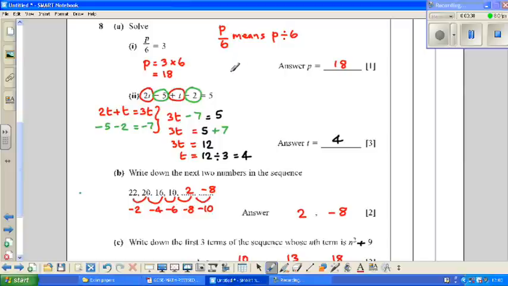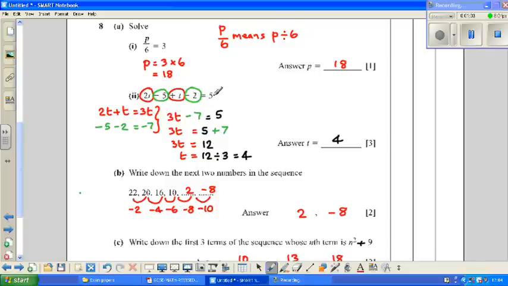It's like we want to get rid of the divide by 6 by doing the opposite of dividing by 6, and that means we have to multiply by 6. So our answer is p is equal to 3 multiplied by 6, which is 18. And check it on your calculator. If p is 18, we've got 18 divided by 6 is equal to 3, which is correct.